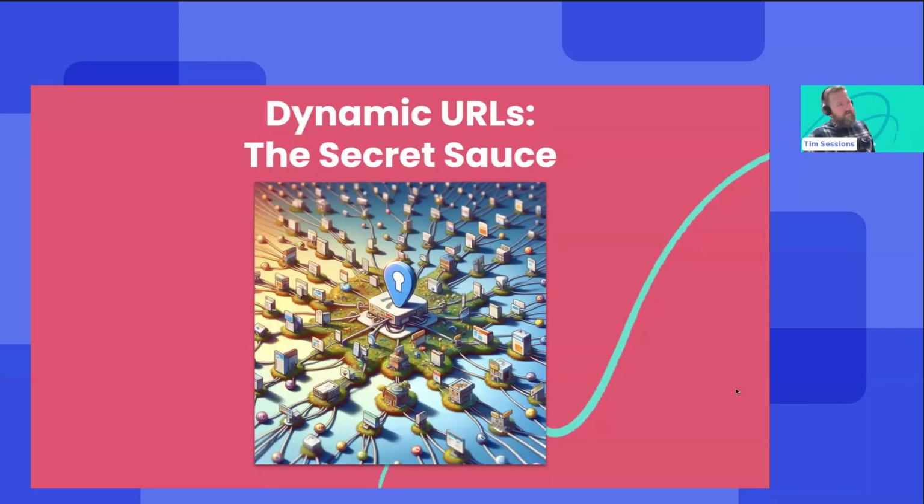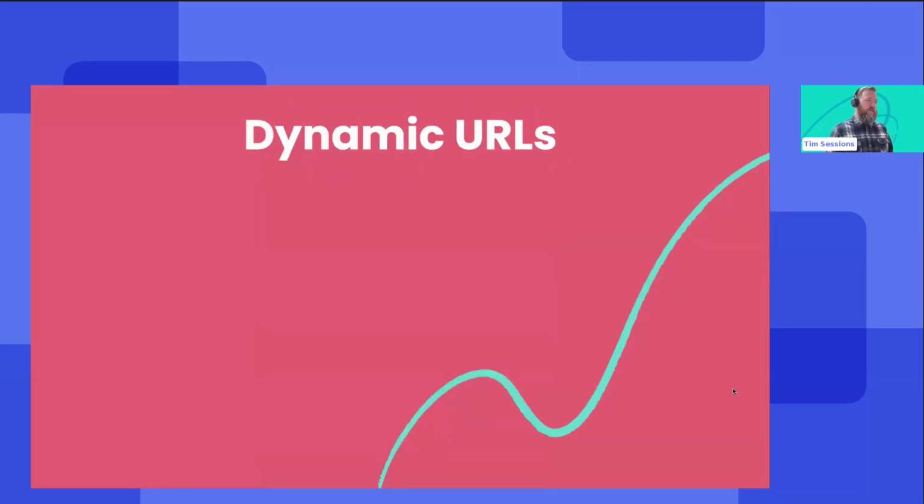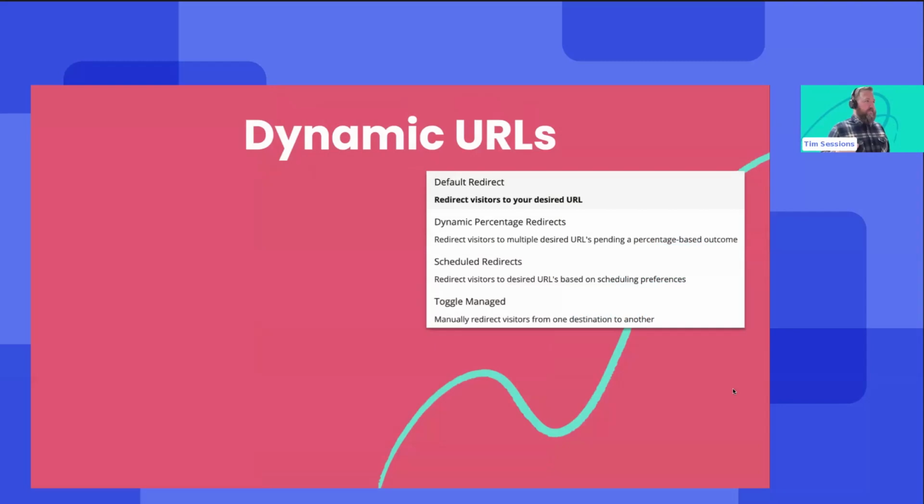So I already mentioned this, but the dynamic URLs are the secret sauce to all of this, because if you have a QR code and it doesn't link to anything, then all you have is a funky looking image that has no real use or value. So we've created these dynamic URLs that really are the engine to all of this.